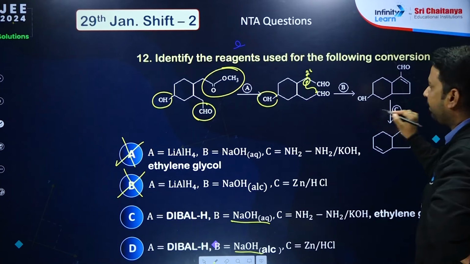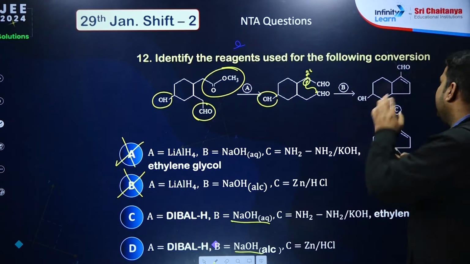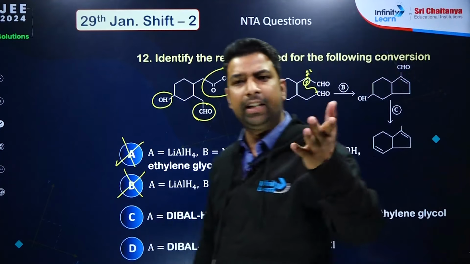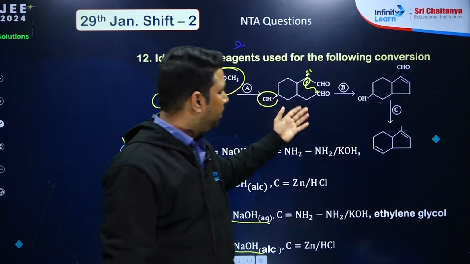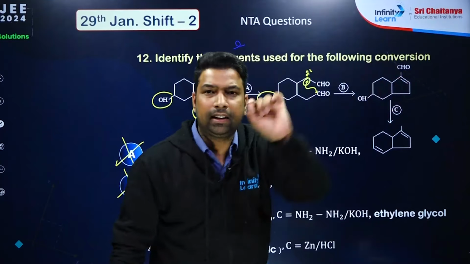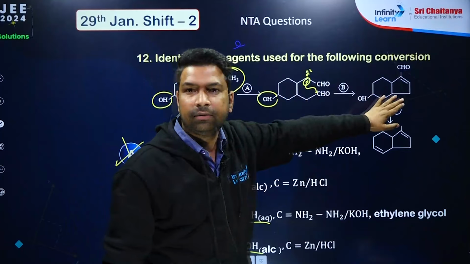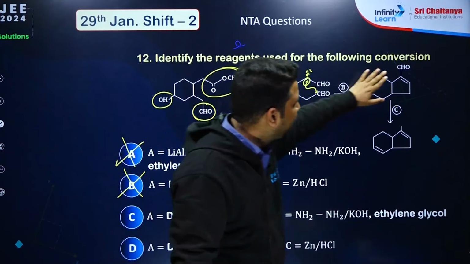So this type of ring will form, and the question says alkene is formed. It means after heating the product. The product is after heating. If you see the product, it is understood that we are heating out there. So the final product is this.